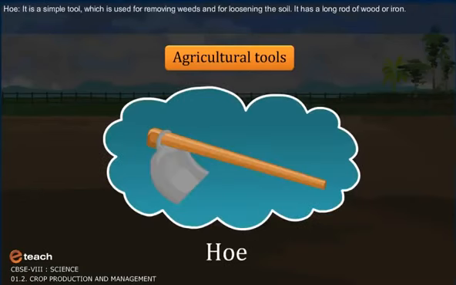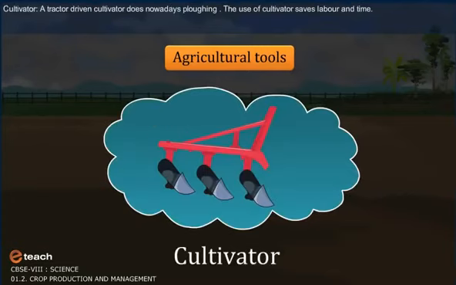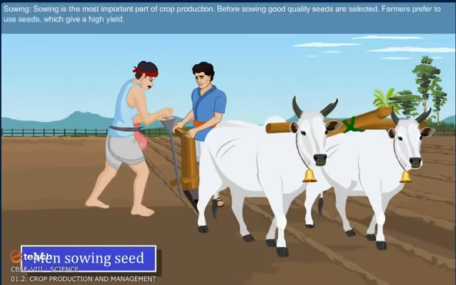Hoe. It's a simple tool which is used for removing weeds and for loosening the soil. It has a long rod of wood or iron. A strong, broad and bent plate of iron is fixed to one of its ends and works like a blade. Animals pull it. Cultivator. Tractor-driven cultivators do ploughing nowadays. The use of a cultivator saves labor and time.